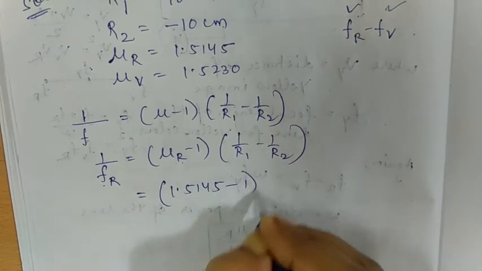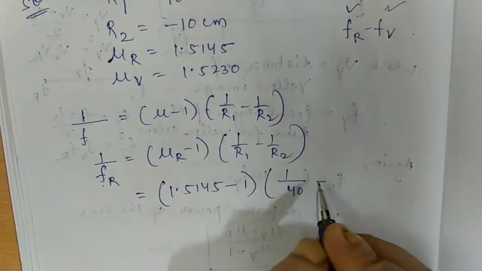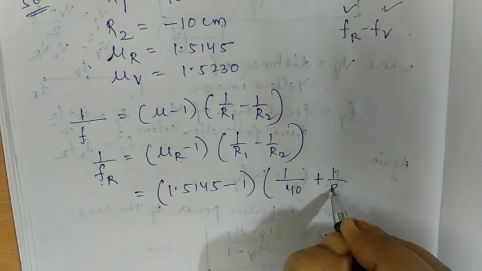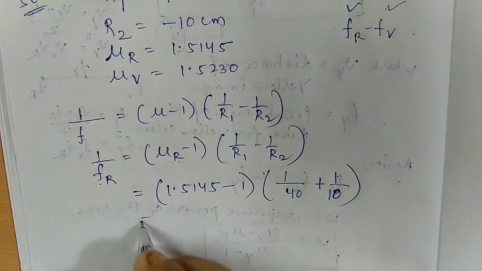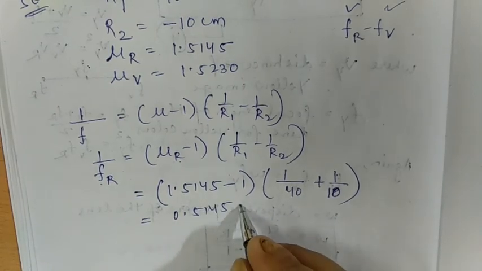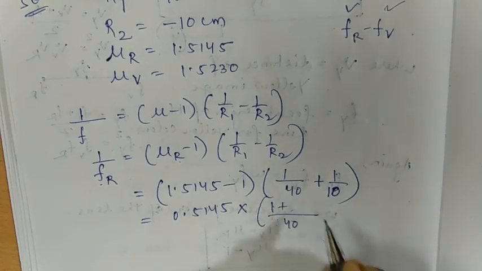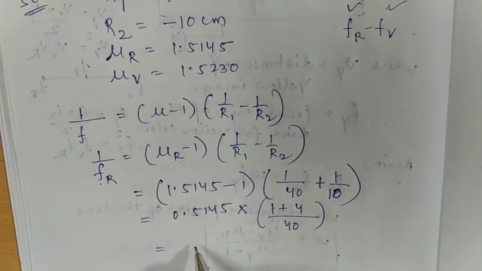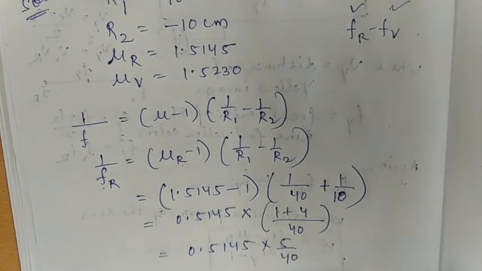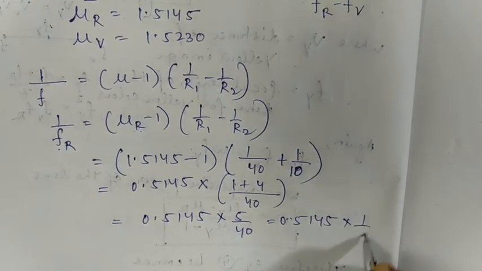1.5145 minus 1 into 1 by r1, which is 40, minus, and this r2 is negative, that's why this becomes positive, so 1 by 10. If you subtract this, you will get 0.5145 into, if you take the LCM, 40, you will get here 1 plus 4, that is equals to 0.5145 into 5 by 40, that is equals to 0.5145 into 1 by 8.